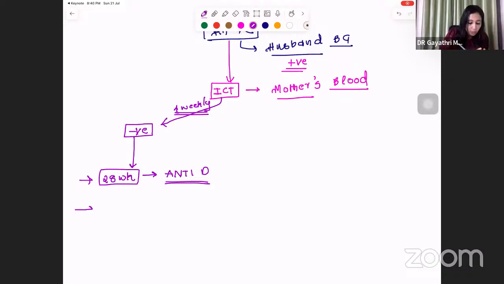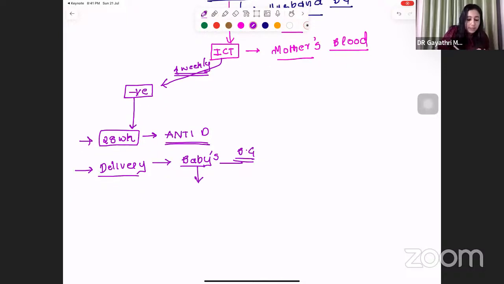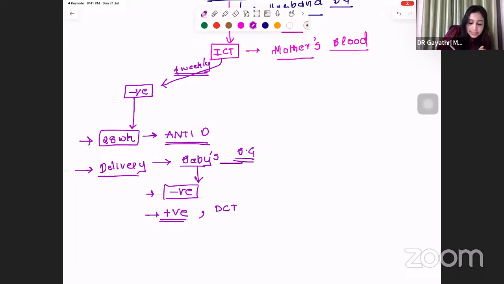Then again, we'll follow up the patient after the delivery. Once the delivery has happened, I will check the baby's blood group. If the baby's blood group is negative, should I give any anti-D? No need. If the baby's blood group is positive, the next thing that I'll see is what is the DCT. If baby's blood group is positive and DCT is negative, in that situation, we will give anti-D.